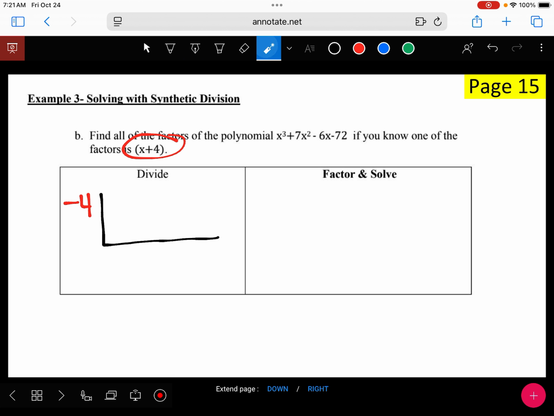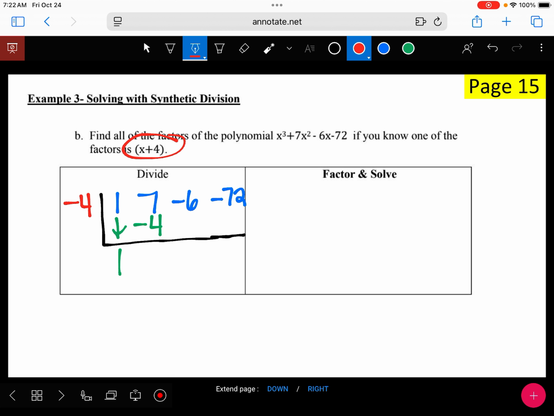And then we're going to list all of the numbers in this polynomial. So I see a 1, a 7, a -6, and a -72. All right, so you don't do anything with that first number. We're just going to bring it down. Just bring it on down. Then we're going to multiply. We're in our notes on page 15. Then we're going to multiply 1 times -4, and we get -4. That's going to go here.